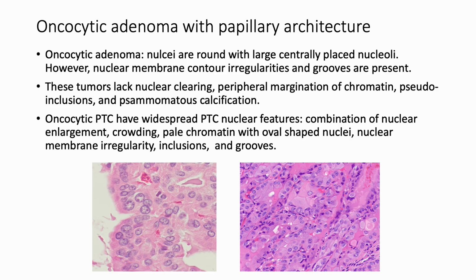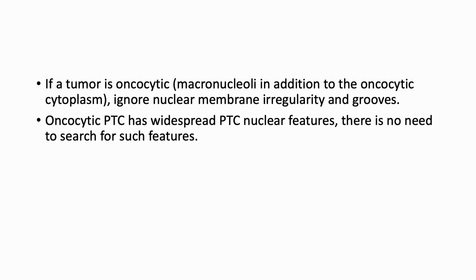The nuclei are predominantly round with centrally located large nucleoli, while oncocytic PTC has widespread PTC nuclear features, including a combination of nuclear enlargement, crowding, pale chromatin, with oval-shaped nuclei, nuclear membrane irregularity, inclusions, and grooves. The rule of thumb is that if the tumor is truly oncocytic, with abundant eosinophilic cytoplasm, round nuclei, and large nucleoli, then focal membrane irregularities and grooves should not be overinterpreted.